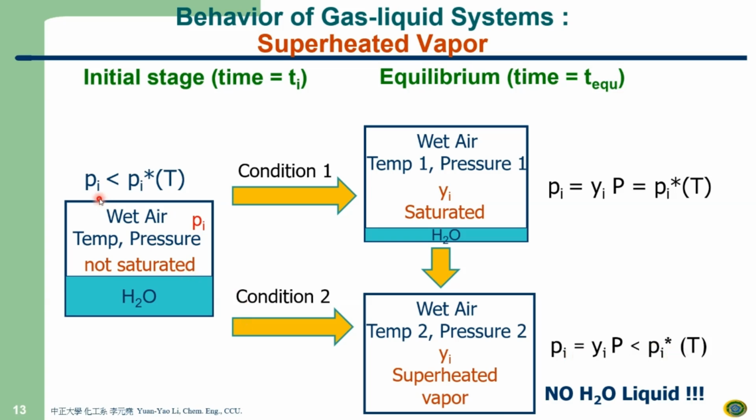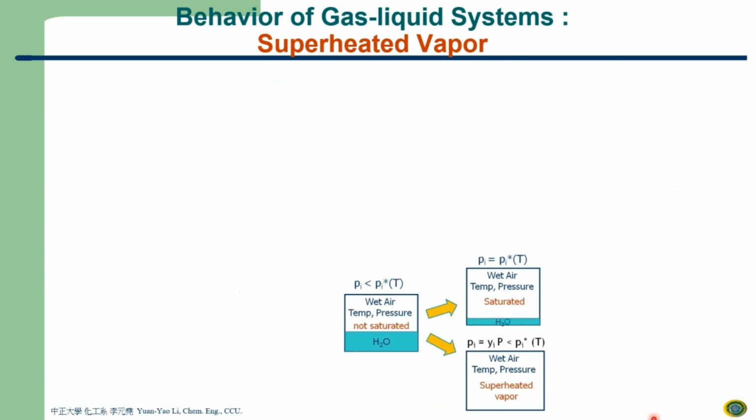So at this time, Pi will be less than Pi star, but at this time, no water, Pi will always, again, be less than Pi star, but this has not reached equilibrium. This is kind of dynamic, right? The vapor pressure increases and increases, but this has not reached the equilibrium. Okay? And this is what we call superheated vapor.